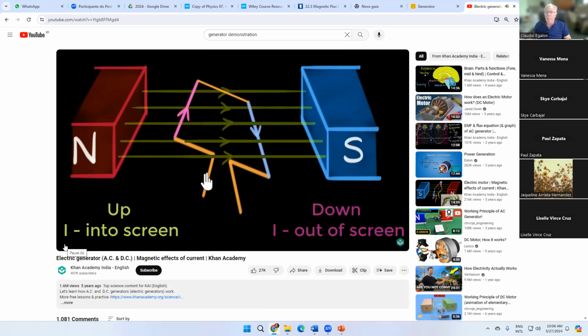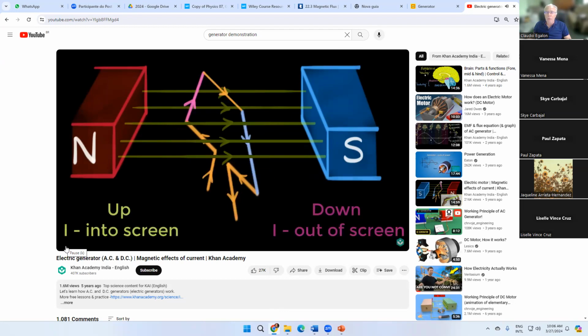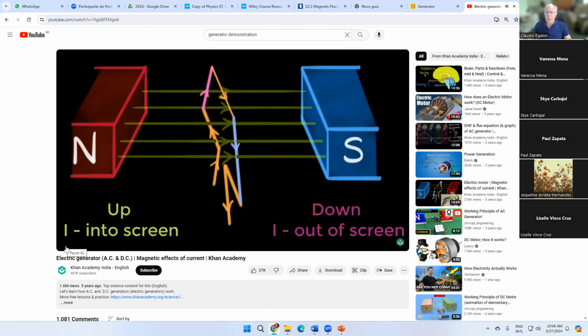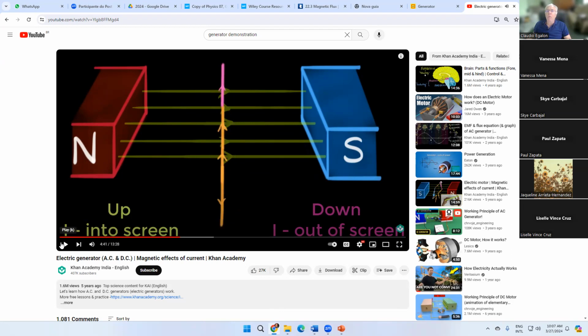Then the current comes back like this and it flows in this way. And the current continues to flow like this as the coil keeps rotating, because you can see the pink wire is still going up and the blue wire is still going down. The current continues flowing in this direction until you reach maximum magnetic flux. There you go, right in here, maximum magnetic flux.